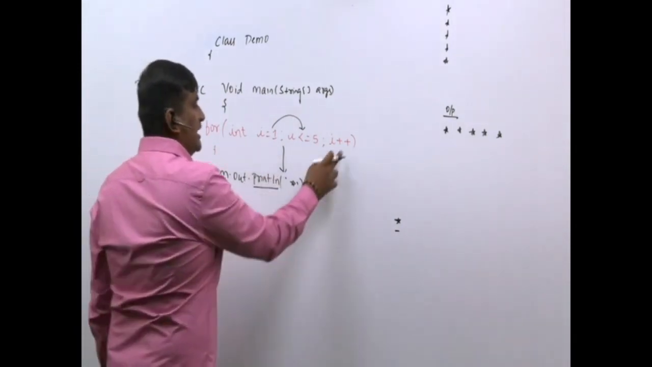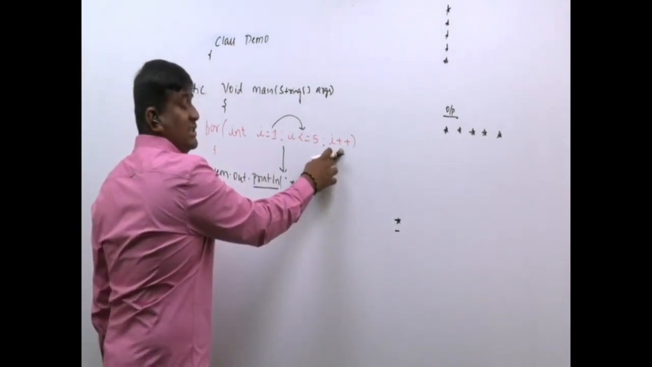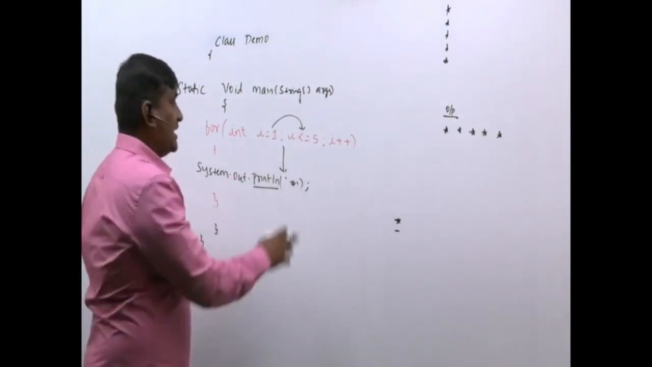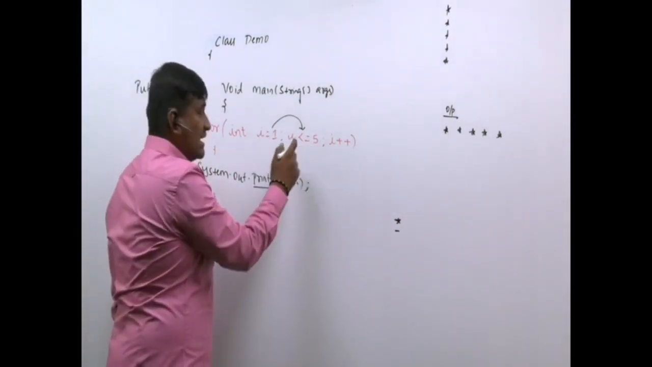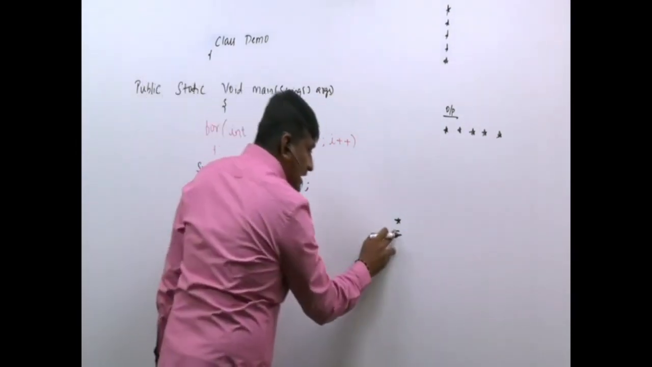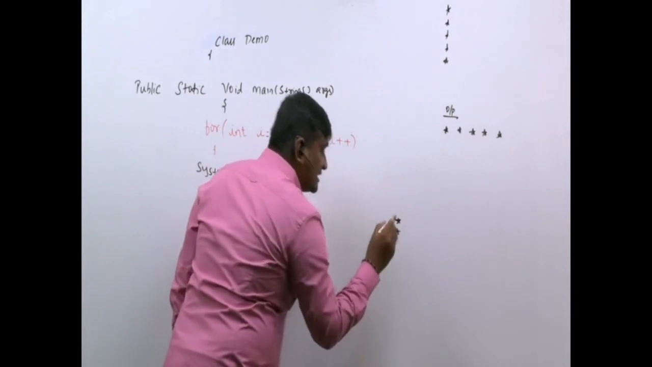Next, again, incrementation will happen. So the I value will change from 1 to what? 2. After that, again come back and check the condition. Is 2 less than or equal to 5? Yes, come inside. So System.out.println, what should you print? Star. Since the cursor is here in this line, the star gets printed.